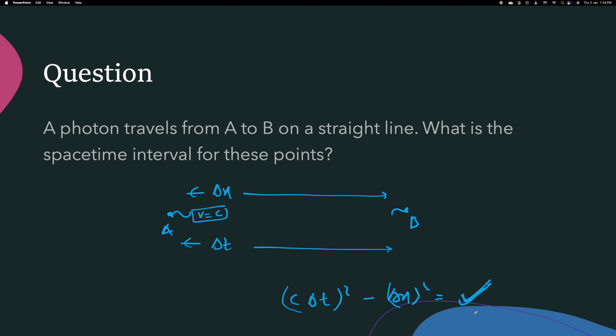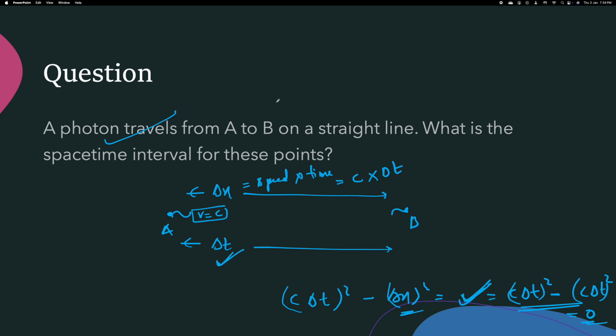What is the distance traveled? The distance traveled by the photon will be the speed of the photon multiplied by the duration, how long it traveled. The speed of the photon is c, and it traveled for a duration of delta t. That's what I mentioned here. So when I substitute, c times delta t whole square as per the formula, in place of delta x, I'm replacing with c times delta t, whole square. So they cancel out each other. The space-time interval for the photon traveling from A to B or anywhere is zero.